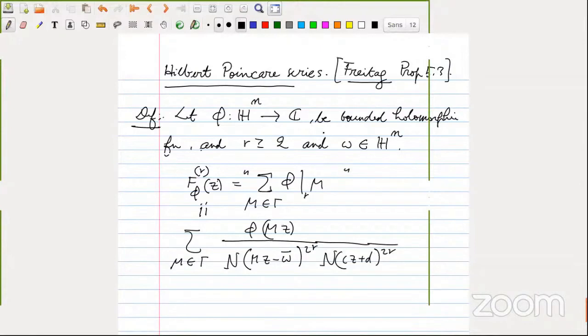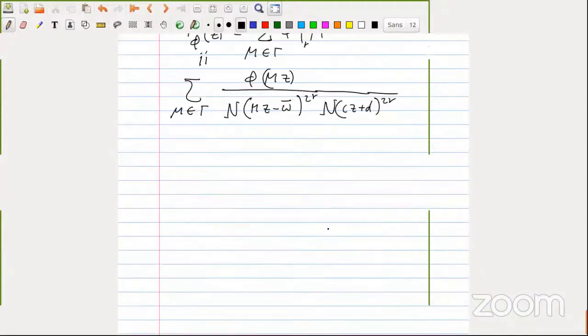This Poincare series is also treated in the case of elliptic modular forms, in Miyake's book, for modular forms. So this is a definition, but it should make sense. Then this converges.